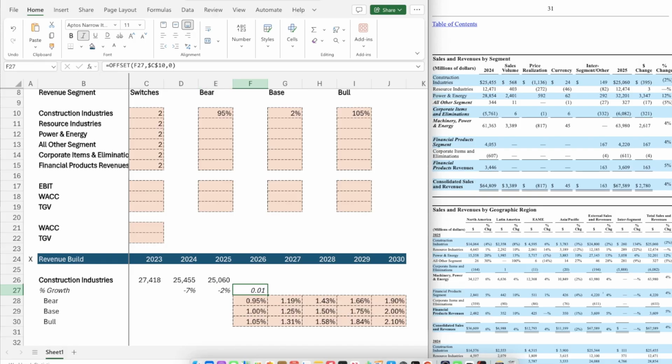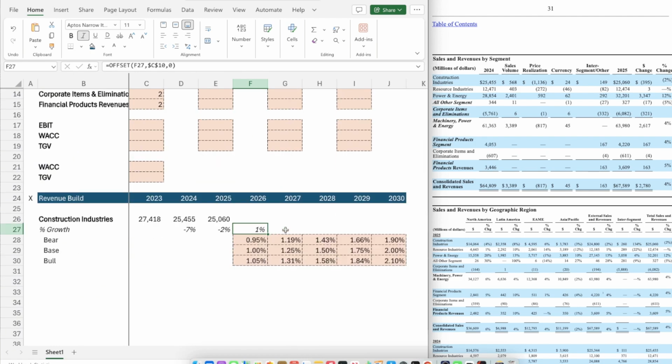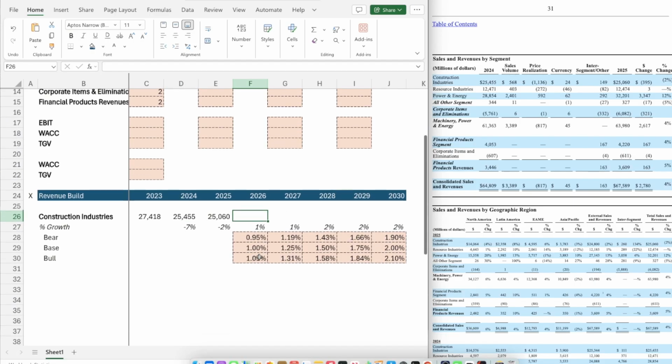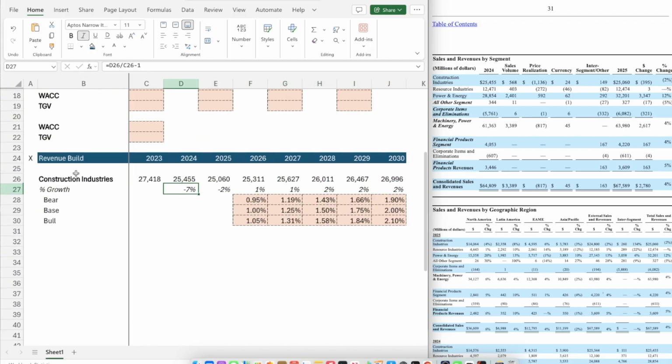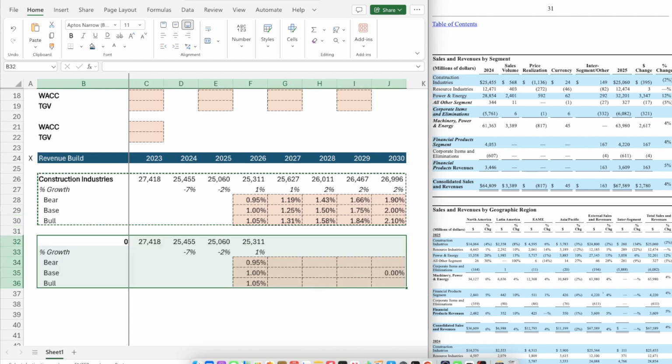Then just need to sort the formatting out. Again, sorry, I'm using the browser version of Excel, so the shortcuts are not the same. Now, to forecast these projected revenues, just go equal to your previous year, multiplied by 1 plus your growth rate. There we go. So that's the first section done.